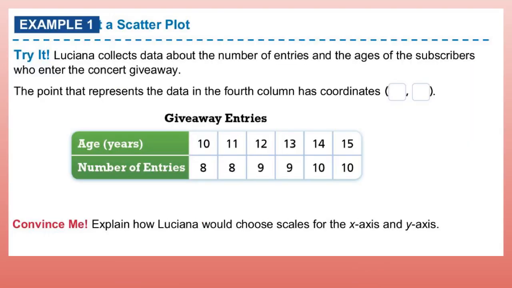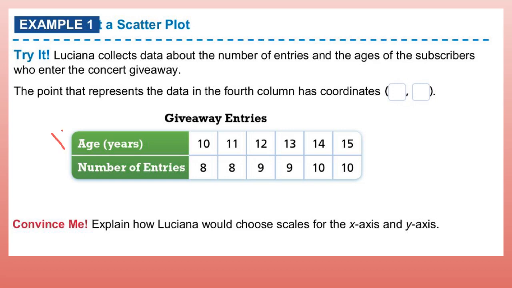This is the example at the bottom of the page. It says Luciana collects data about the number of entries and the ages of the subscribers who enter the concert giveaway. The point that represents the data in the 4th column has coordinates blank. So what they're trying to do here is to make sure that you understand that each of these entries in our table is actually a data point in our scatter plot.